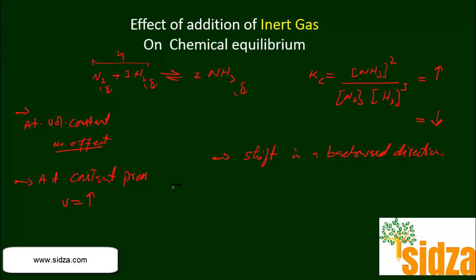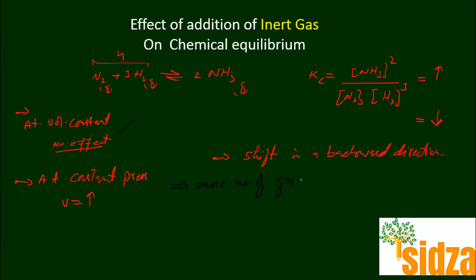Now to sum up, you can remember it like this. Addition of an inert gas at a constant volume has no effect on the state of an equilibrium. It doesn't alter the equilibrium. Equilibrium will not move in either the forward or backward direction if we add it at constant volume. But when you add the inert gas at constant pressure, equilibrium will shift towards the larger number of gaseous moles. Correct? Equilibrium will shift in the direction that has more gaseous moles.